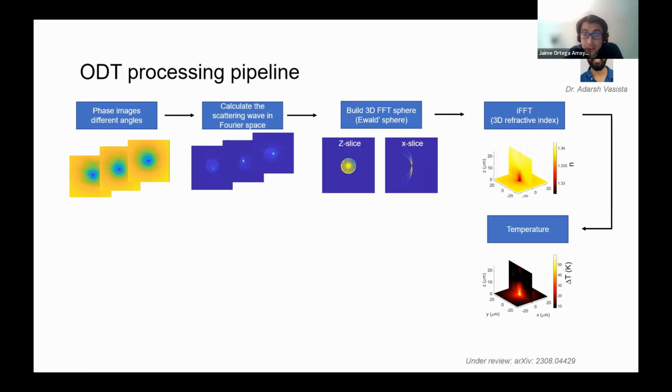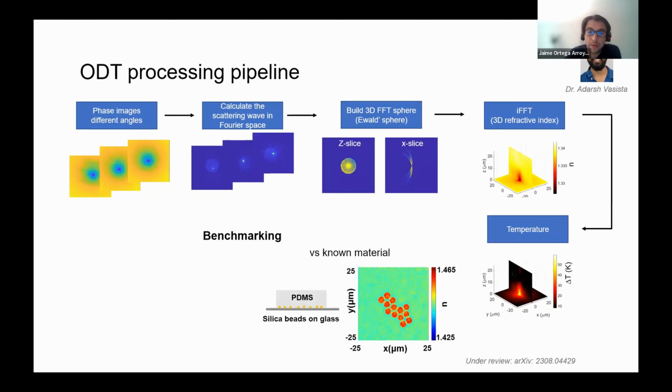Since this was the very first time we implemented this technique, we were a bit unsure, so we had to make sure to do the proper benchmarking test. The first point of test was to test whether our ODT system without any heating worked as well. For this, we used reference materials, silica beads, put them on a glass, immersed them in PDMS, and we made sure that the refractive index that we measured from those beads was exactly the refractive index stated for them. And this worked quite well.